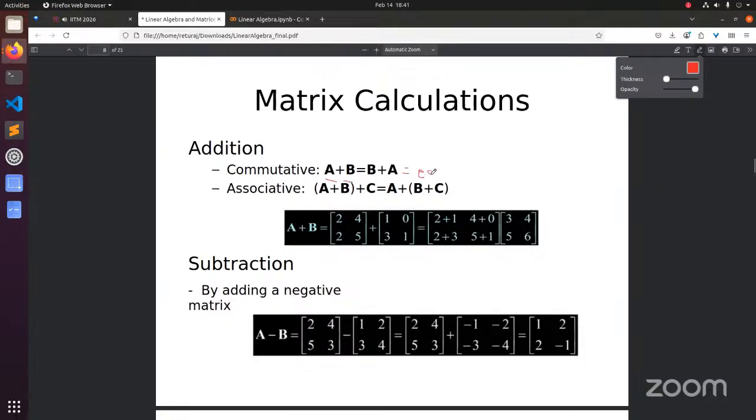This is okay. This is so difficult to write. As if to say, I wrote equal here. I don't know which language it is, but yeah, it is equal. A plus B is equal to B plus A.